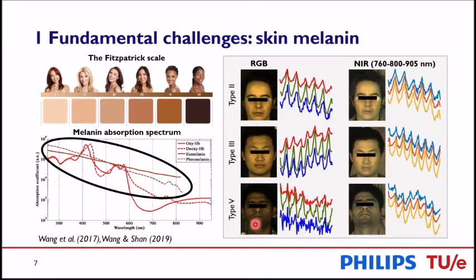And for our experiment, we show, for example, three different skin types, three subjects. And you can see that for the darker skin subject, especially the blue channel is heavily distorted, because the blue is more sensitive to the melanin content. While for the same three subjects in the near infrared, their signals are less different.